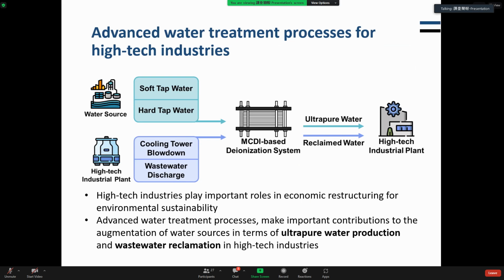Okay, so for ultra pure water production, we propose that we can get ultra pure water from soft tap water as well as from hard tap water. And for reclaimed water, we propose the MCDI can be used for cooling water blowdown treatment as well as for wastewater discharge.